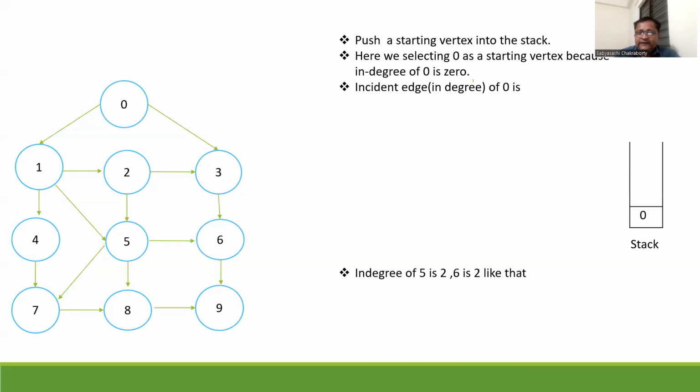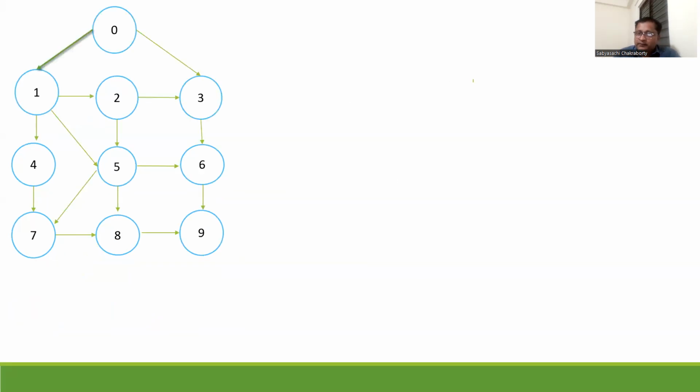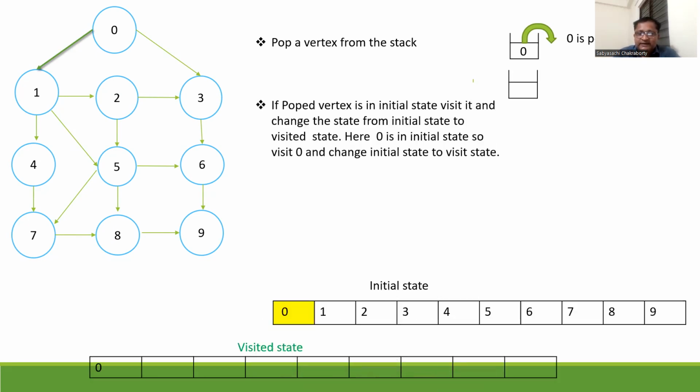So now, after it is put into the stack, immediately after that we pop out 0 from the stack and we'll explore. Whenever 0 is taken out of the stack, 0 is no longer in the initial state. 0 is becoming visited. 0's state will be changed from the initial state to the visited state. And 0 will no longer be in the initial state array, but will be included in the visited state array. Then after the next step, 0 will be explored.